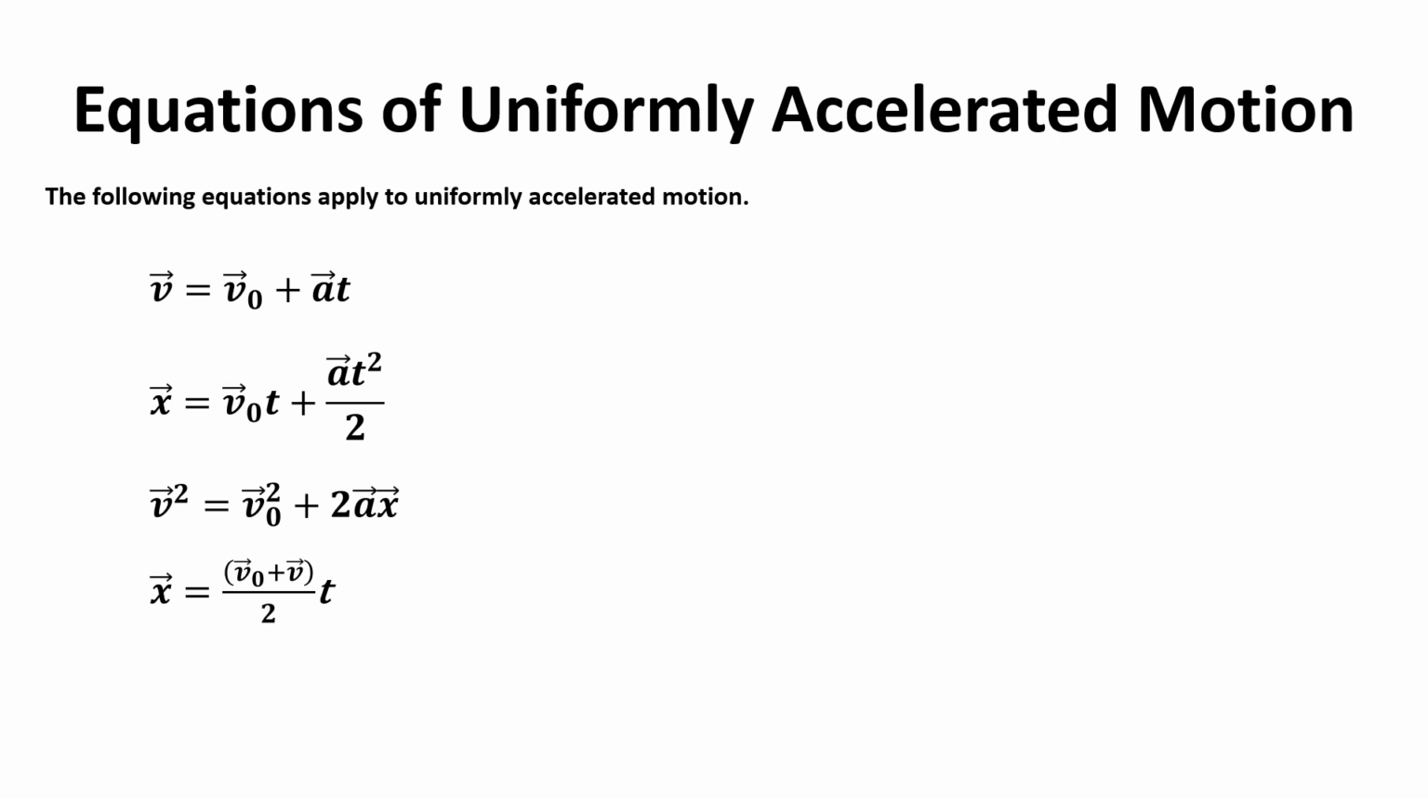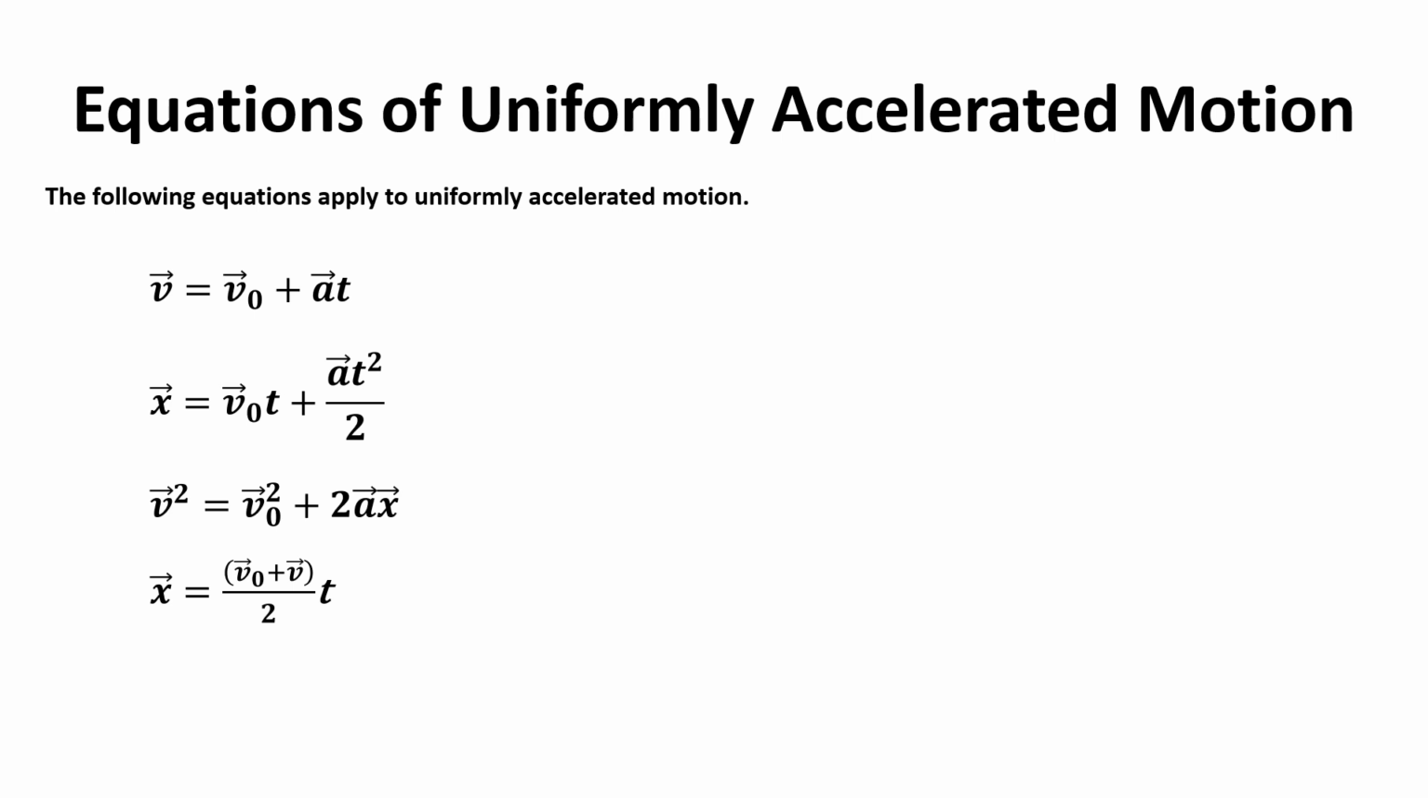So here we have some equations. The following equations apply to uniformly accelerated motion. The first equation is v equals v naught plus at. So v is the final velocity, v naught is the initial velocity, a is the acceleration, and t is the time. The second equation is x equals v naught t plus half at squared.